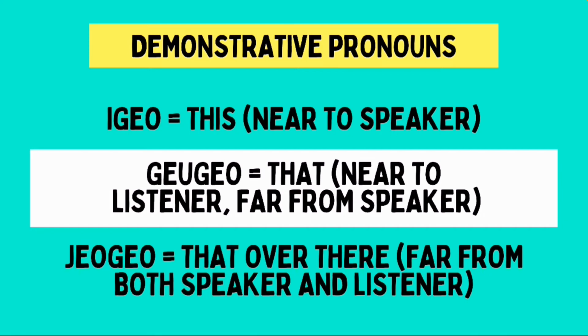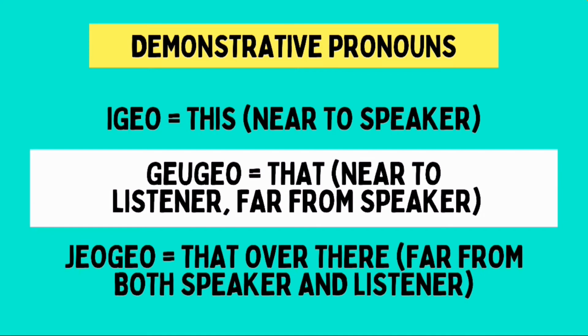When we say Google, it's the same as saying that, but this is used to point out an object that is near to the listener but far from the speaker. Just like Google, jogo is also used to say that, but this is used to indicate that the object is further. That is, it is far from both the speaker and the listener.